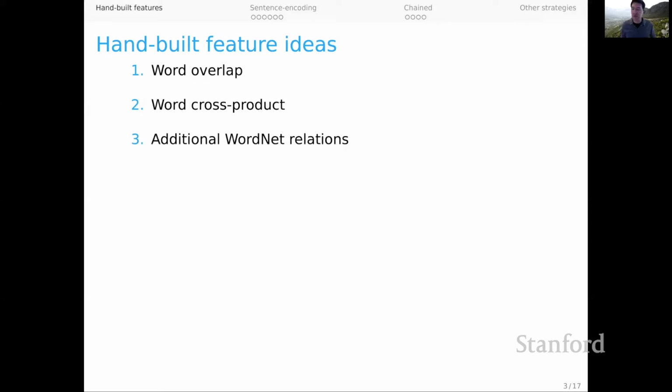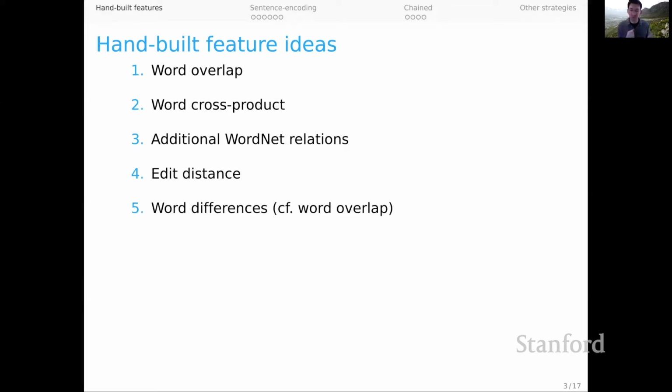You might also consider additional WordNet relations, bringing those in. These would be things like entailment and contradiction, antonymy, synonymy. And those, of course, could be nicely keyed into the underlying logic of the NLI problem. Edit distance is another common feature. Just a raw float value between premise and hypothesis as a kind of high-level way of comparing those two texts. Word differences might be a nice juxtaposition with word overlap. You could be considering ways in which the premise and hypothesis contrast with each other in that feature space.